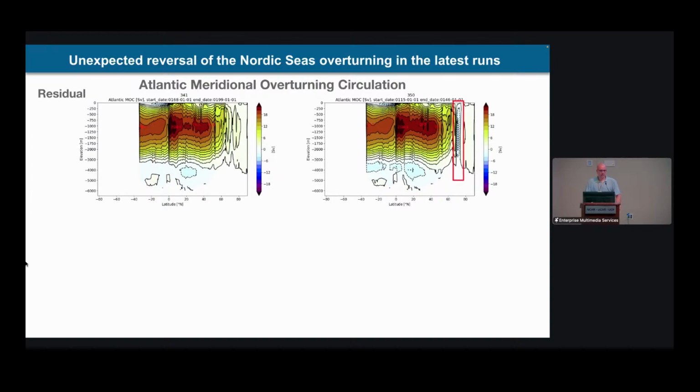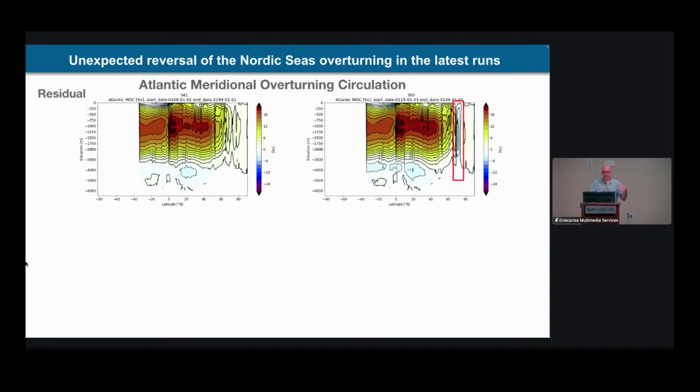Okay, so now showing some of the latest in development, which we are working on. Up to very recently, the AMOC residual was looking very good. So that's on the top left. Run 341 was reasonable, nothing to worry about.